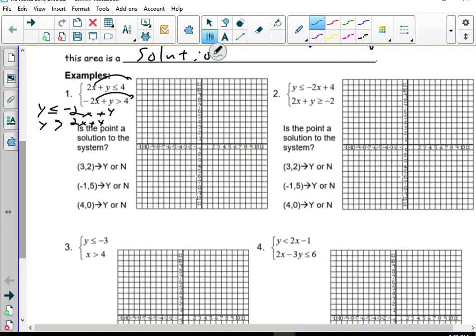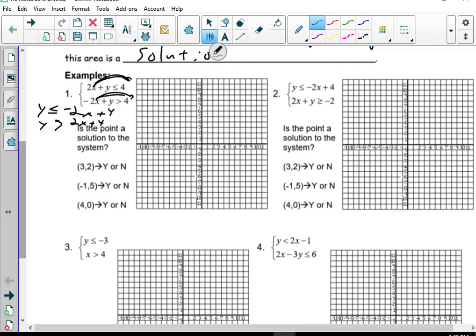Okay? So when I move the 2x over, it becomes negative. Y is less than or equal to negative 2x plus 4. When I move this over, it becomes positive, and y is greater. So I'm going to graph both lines. Now notice, one's going to be a solid line, one's going to be a dotted line.